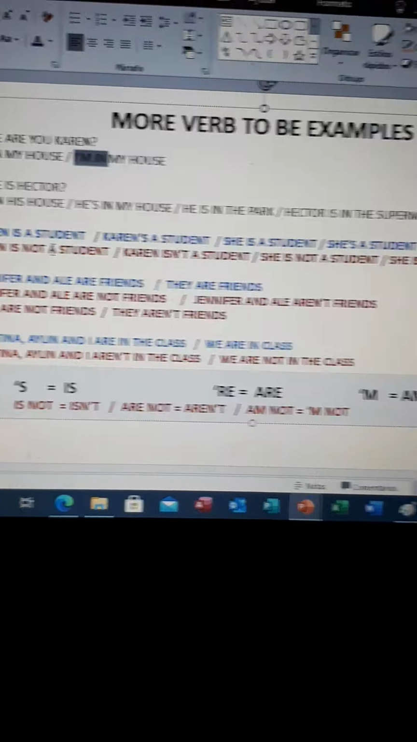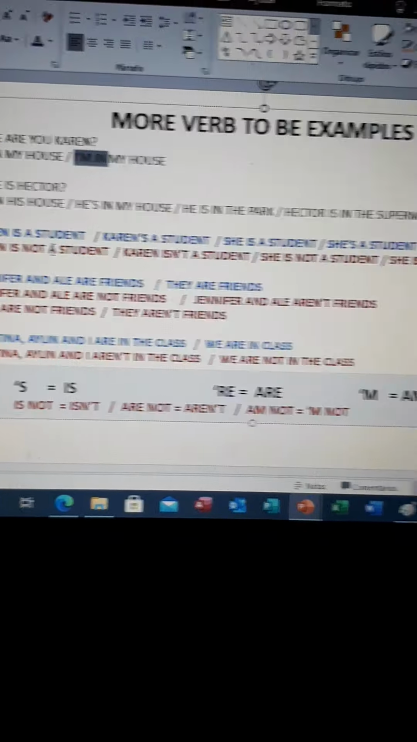Then we have Christina, Eileen, and I are in the class. It's the same if we say we are in class, because I'm including myself, okay, that's why it's no longer they, now it's we. For negative, Christina, Eileen, and I aren't in class, or we are not in class, or we aren't in class. It's the same, okay?